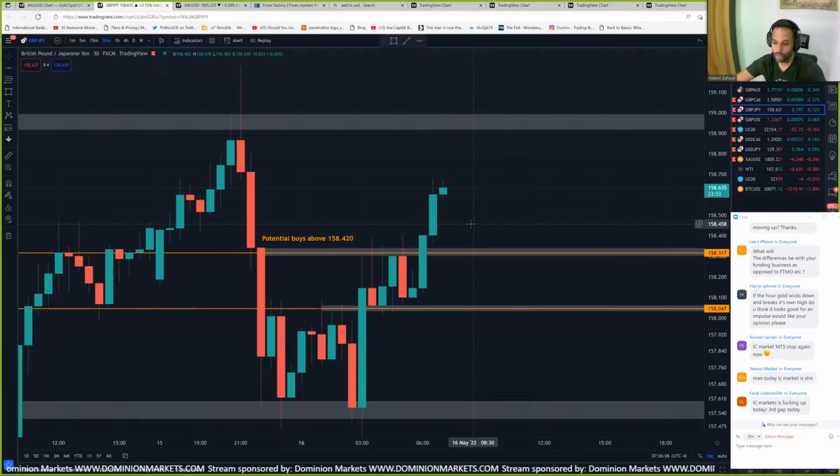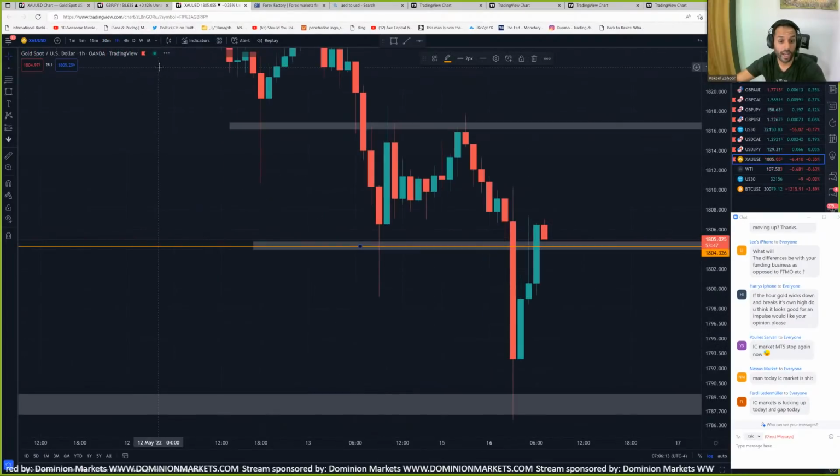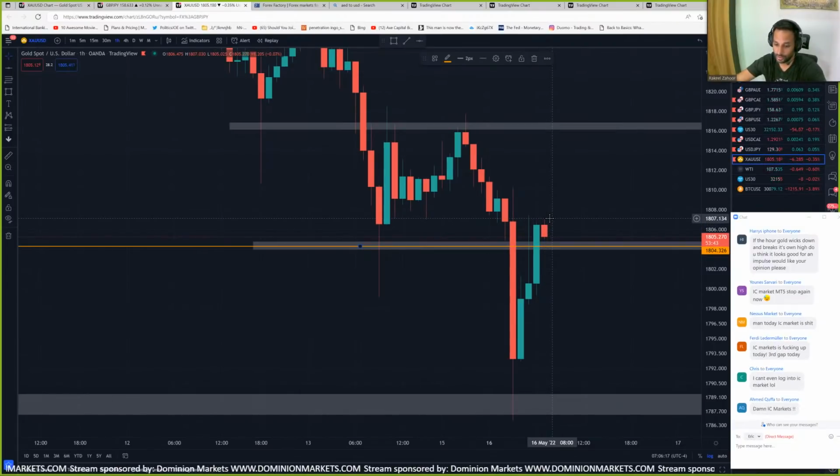If the hour gold wicks down and breaks its own high, do you think it's a good idea for a buy impulse? Yes. I would be looking at that if we break above 1807. If we break above 1807, I would be looking at that.